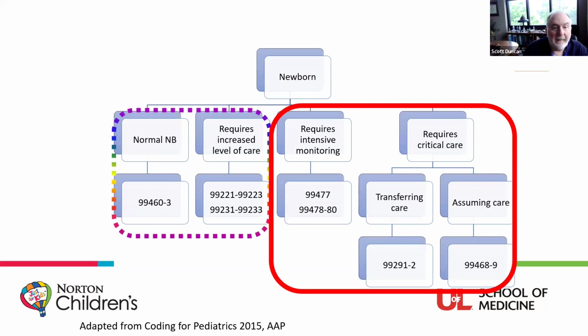So here's another graph, looking at the normal newborn. We talked about 99460 to 99463. The not so normal newborn requires the increased level of care, using hospital-based initial codes or hospital-based subsequent codes. We've talked about intensive monitoring, 99477, the weight-based intensive care, 99478 to 99480. Requires critical care that you're transferring, using time-based codes. Requires critical care where you're assuming care, 99468 to 99472.